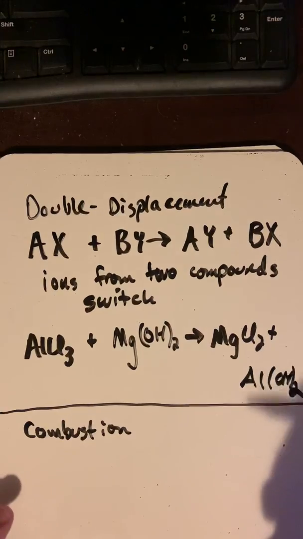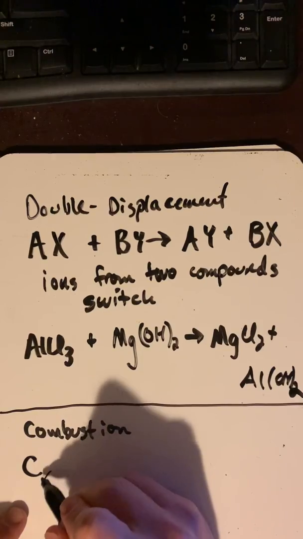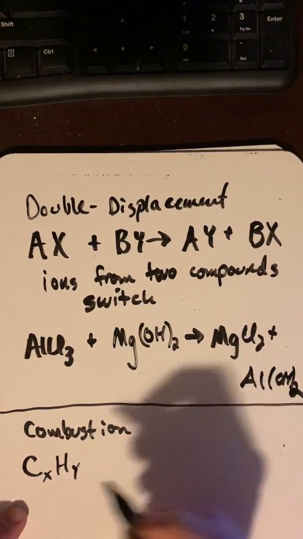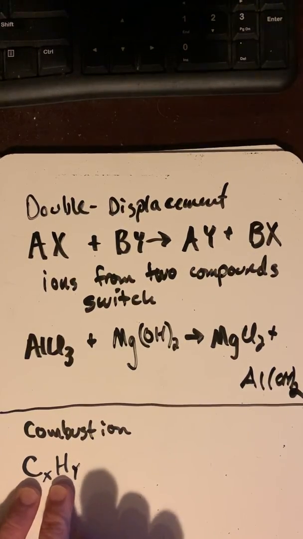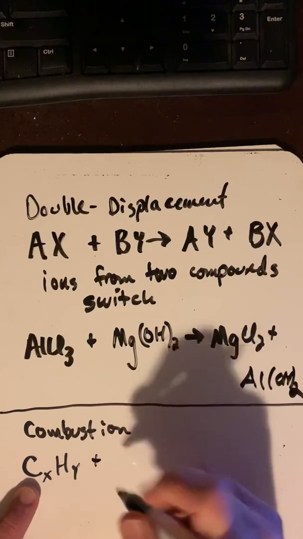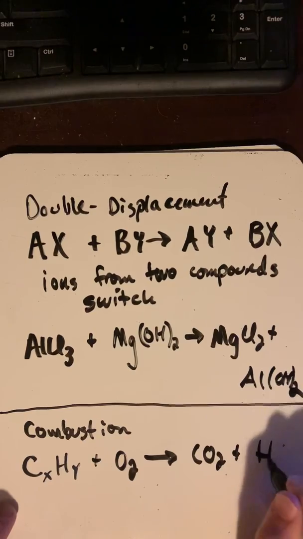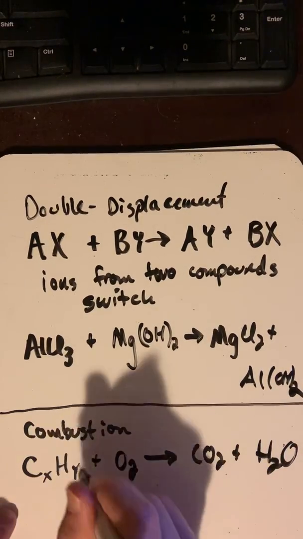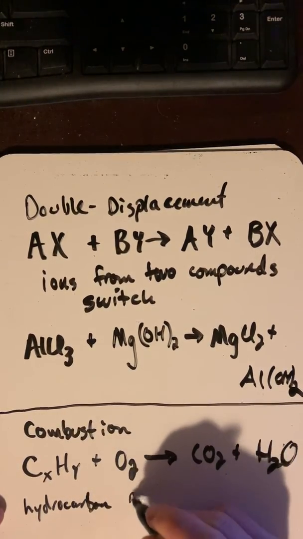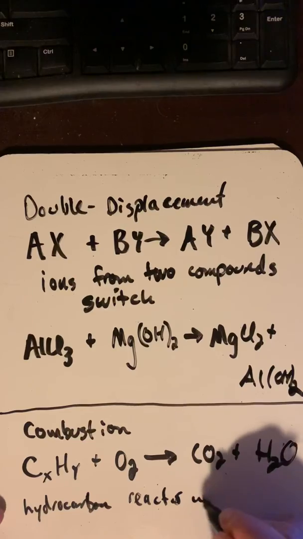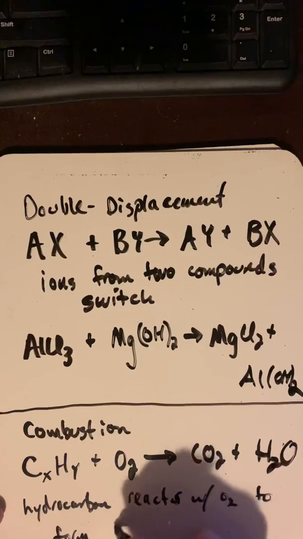And in a combustion reaction, you have a hydrocarbon. So there's C. So this X and Y, this could be any number. The important part is that it contains carbon and hydrogen. That's a hydrocarbon, and everything else will be the same. It'll react with oxygen to form carbon dioxide and water. These are really easy to spot because they have a hydrocarbon in them. So hydrocarbon reacts with oxygen to form CO2 and H2O.